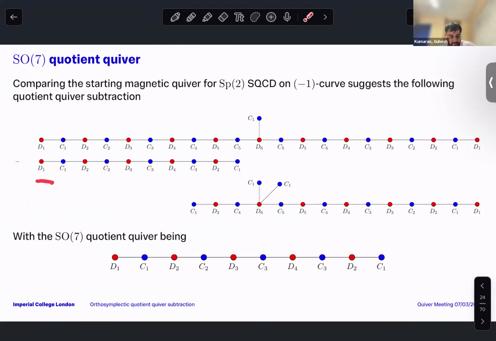And then comparing my initial SP2 with SO24, I have the SO7 quotient quiver. Okay, so that was G2, SU3 and SO7.